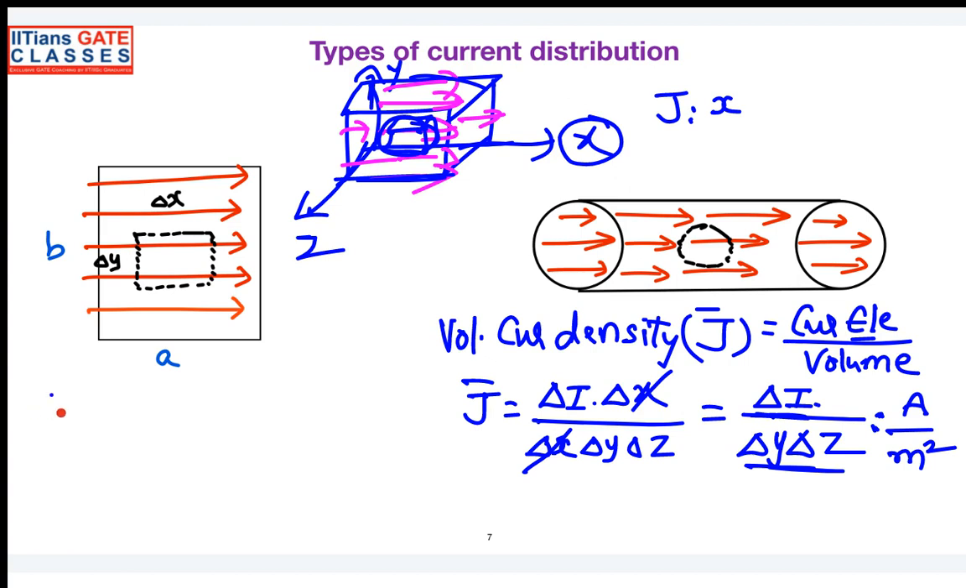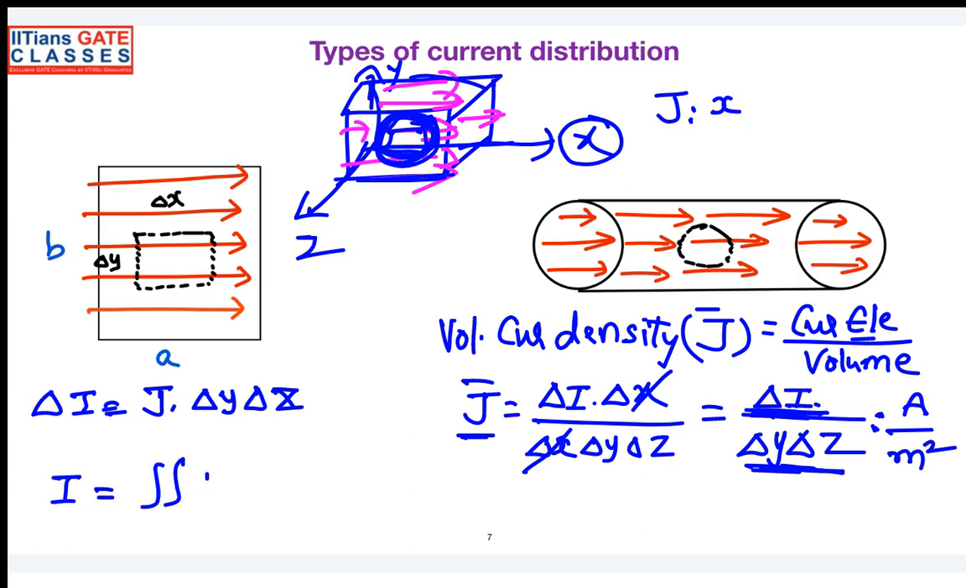So to find the delta I current, if you take a small surface here, the current enclosed within this area is nothing but, you can see this equation, delta I can be obtained by multiplying J with delta Y delta Z. So J into delta Y delta Z. So what is the current I here right now? I can say that is the double integral of J into delta Y delta Z.